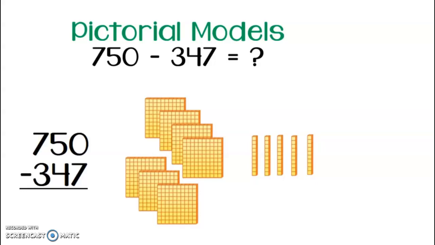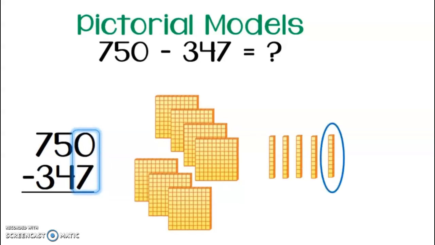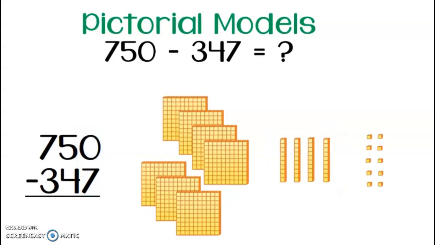Let's first take a look at our ones. I have 0 minus 7. I don't have any ones to take 7 from. So I'm going to need to break a stick of 10 apart, replacing that with 10 ones.